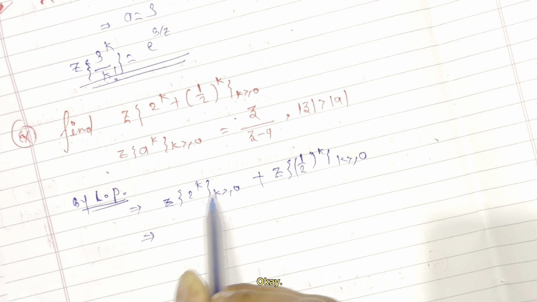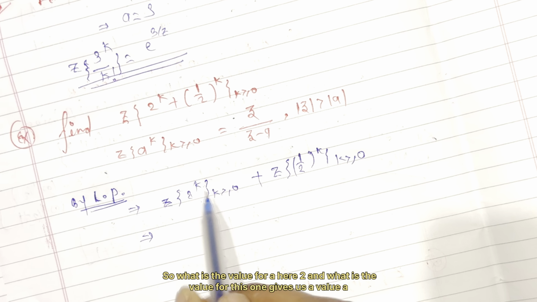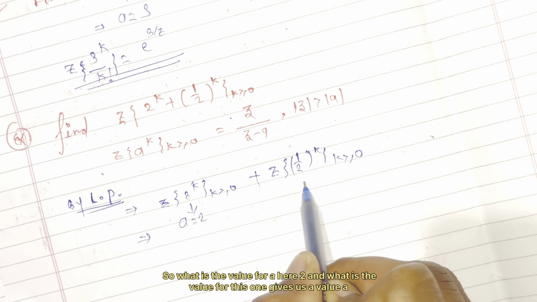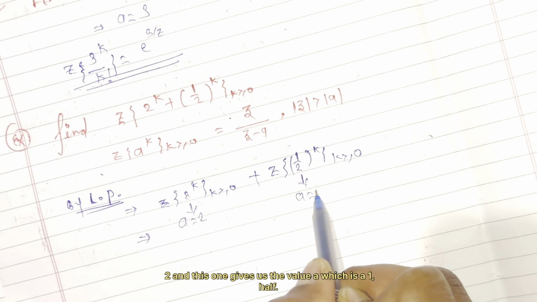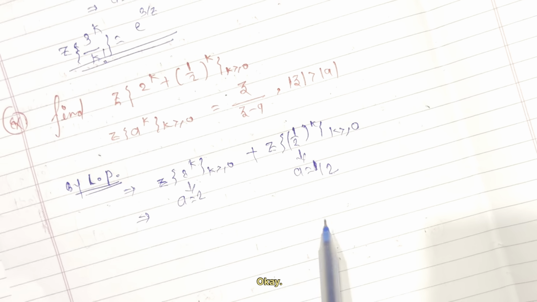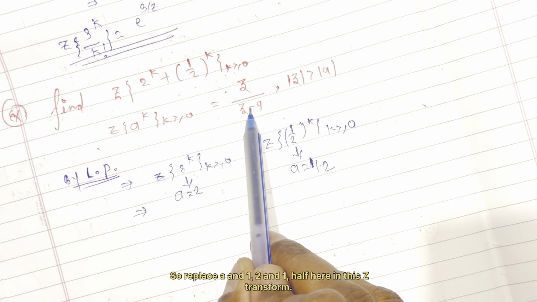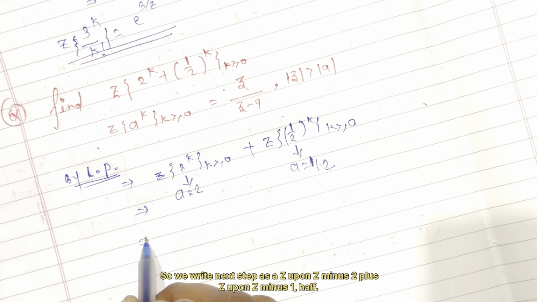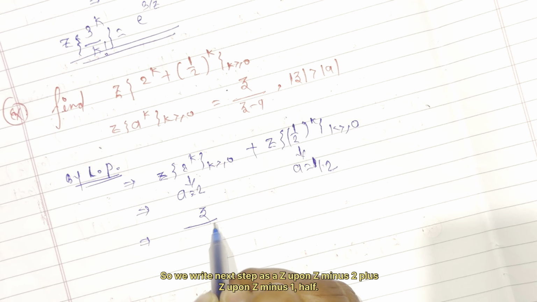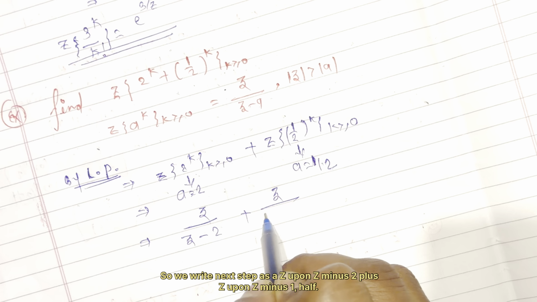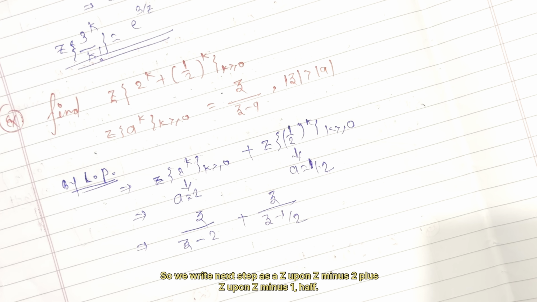Z transform of 2 raised to K. So what is the value for a here? 2. And what is the value for this one? It gives us a equal to 1/2. So replace a with 2 and 1/2 in this Z transform. We write the next step as Z upon Z minus 2 plus Z upon Z minus 1/2.